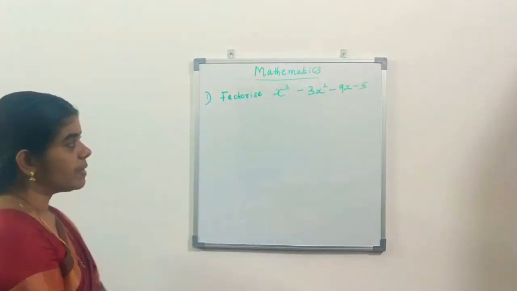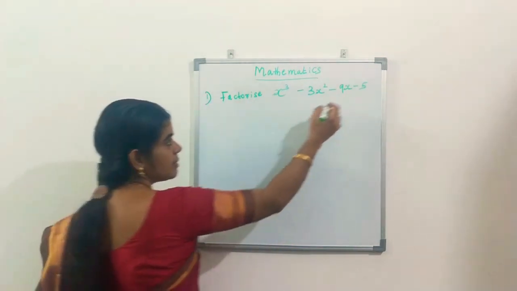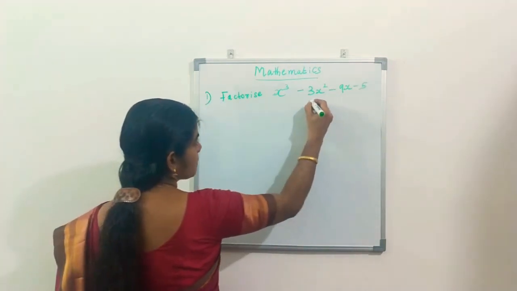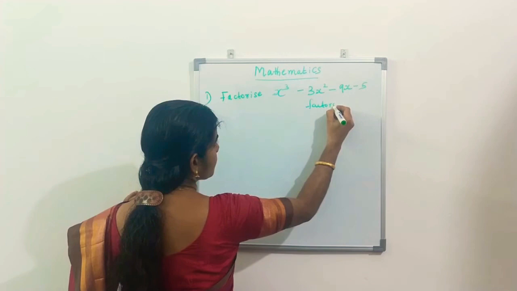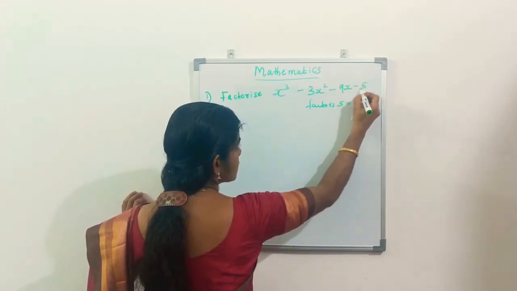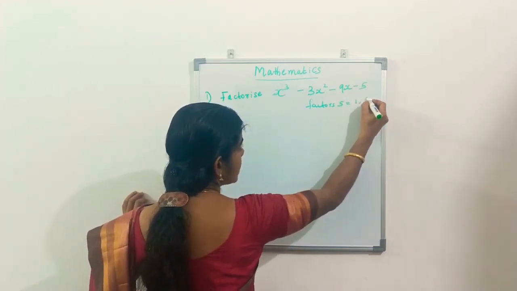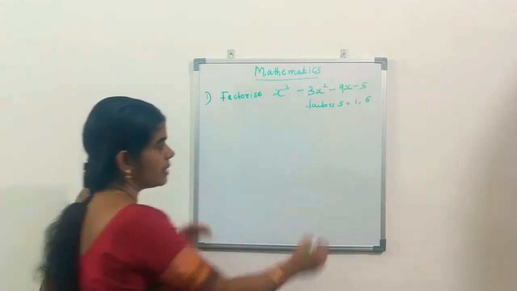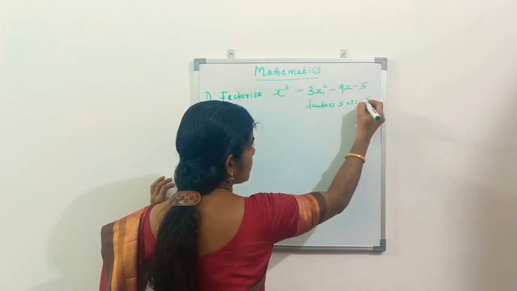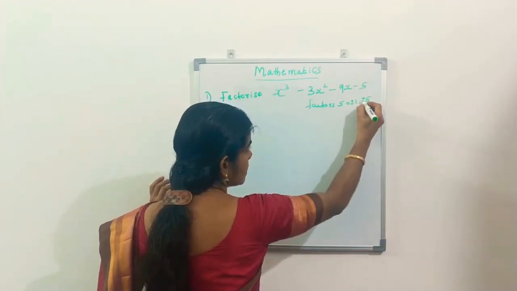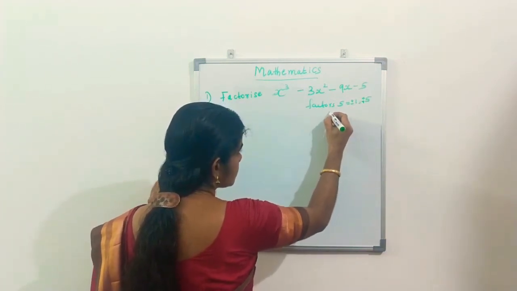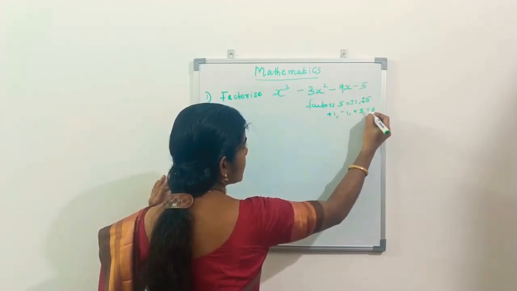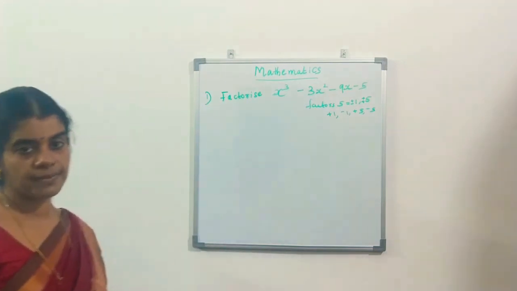Then what will be the factors? We can look at the constant number. Factors of 5. That is possible as 1 and 1 into 5. Those are the only possible factors of 5. Then you can give plus or minus. The numbers are plus 1, minus 1, plus 5 and minus 5.